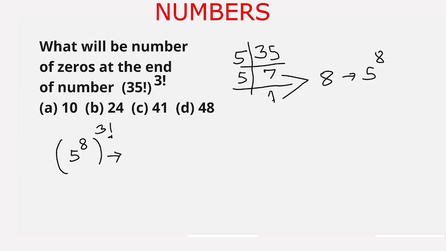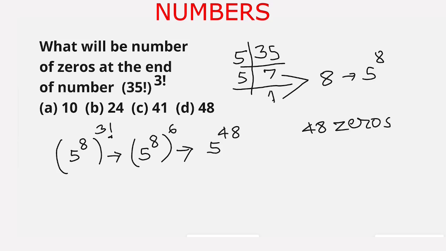This gives 5 to the power 8, and 3 factorial is 6. So this will give 5 to the power 8 times 6, which is 48, and therefore there will be 48 zeros at the end of the given number 35 factorial raised to the power 3 factorial. And from the given options, our answer is option D, 48.